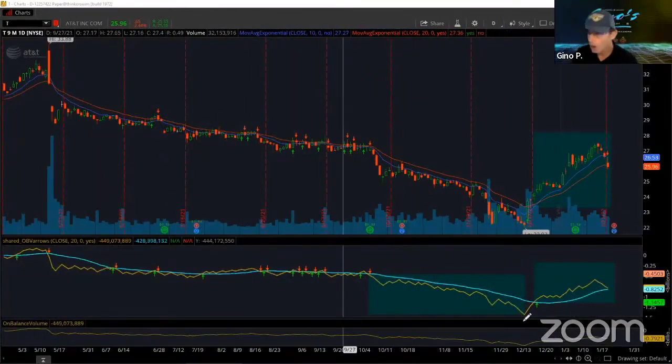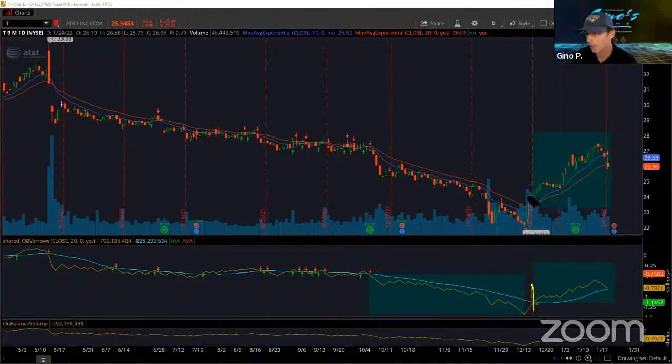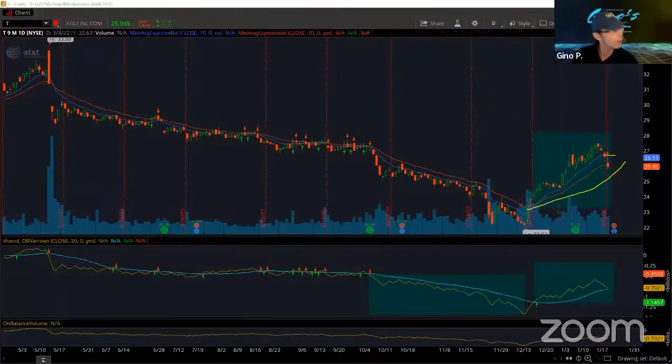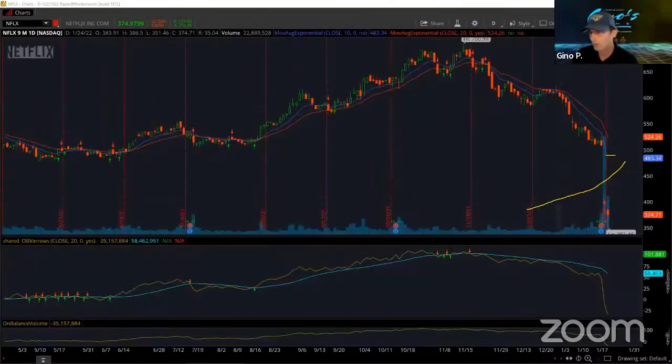AT&T, volume supports the trend. Here's a nice bullish trend, which started on the volume right here. If you're picking bottoms, make sure the volume is above the 20-day moving average. It supports that trend. Wait for the swing low to trigger in. A few more charts I really want to hammer through real quickly.